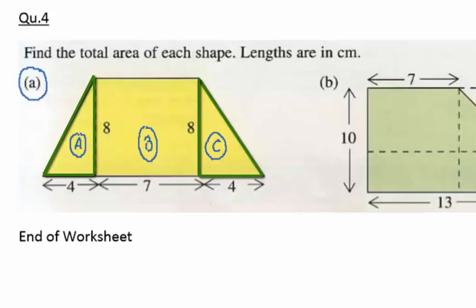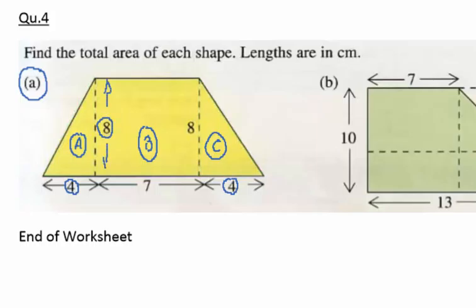Now you'll notice that the triangles are actually the same. The base of this triangle is 4, the base of this triangle is 4. The height of this triangle is 8, it goes from there down to there, and the height of this triangle is 8. So it should be straightforward. If I work out the area of 1, I can double it. So let's start with the area of the rectangle. It's the easiest one to do.